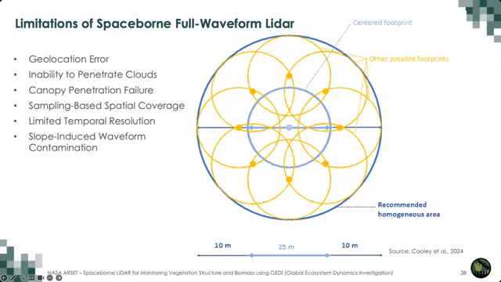Another limitation is the inability to fully penetrate clouds, which, unlike other active sensors that are radar systems, LiDAR systems aren't able to penetrate clouds.